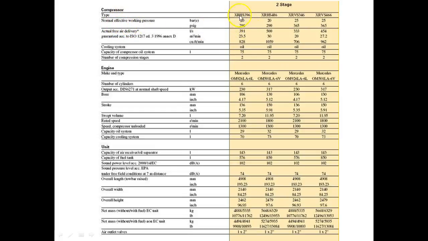Normal effective pressure for these different cylinders. Actual free air delivery, cubic feet per minute. So what does this mean? There's a guarantee associated with this, and then there's an asterisk beside it. I would have to see the asterisk to know exactly what that means, unless it's got some type of system that actually delivers that no matter what altitude you're at.